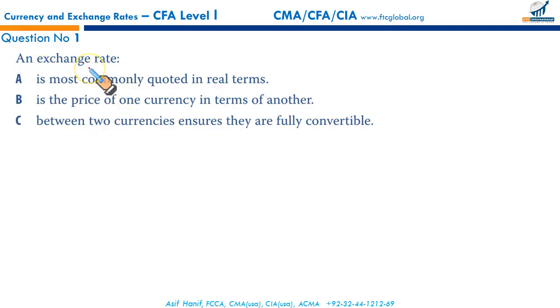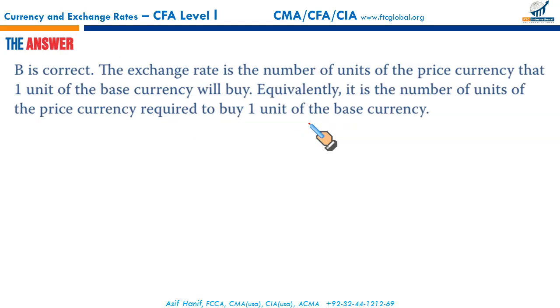An exchange rate is most commonly quoted in real terms. Well, it can be in nominal terms, so exchange rate can be in real and nominal. Mostly it is quoted in nominal terms, so this is not correct. Exchange rate is the price of one currency in terms of another. That is correct. That is in fact the definition of exchange rate. And exchange rate between two currencies ensure they are fully convertible. There is no such assurance, so that makes B to be the correct option.